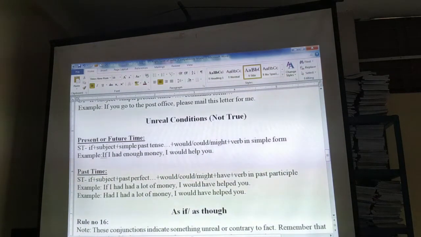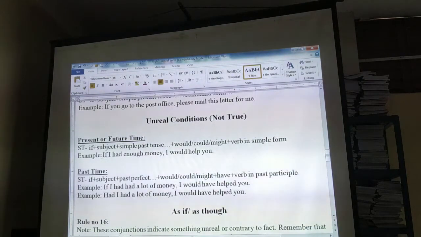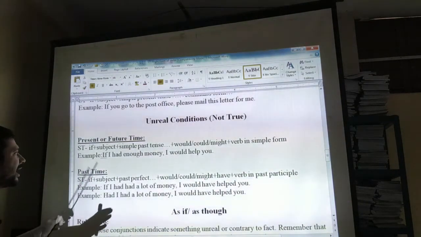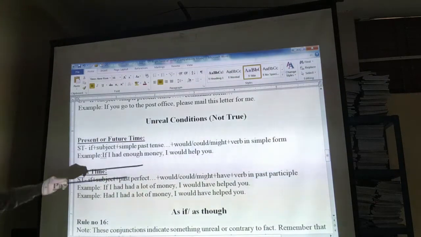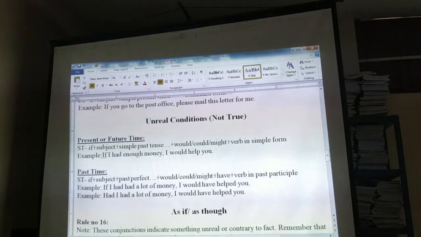Now if you tell me to help you, if you want to borrow some money from me, I say, if I had enough money, I would help you. That means I do not have enough money. I do not have enough money to help you. So this is not possible. As this is not possible, this one is an unreal condition.